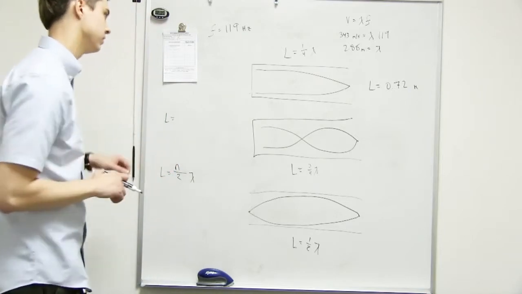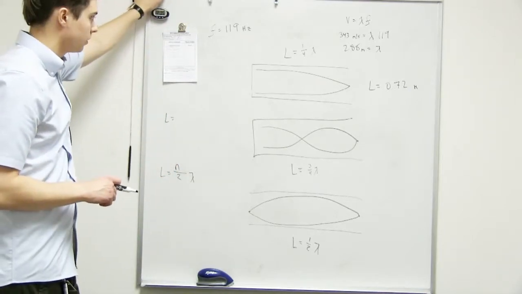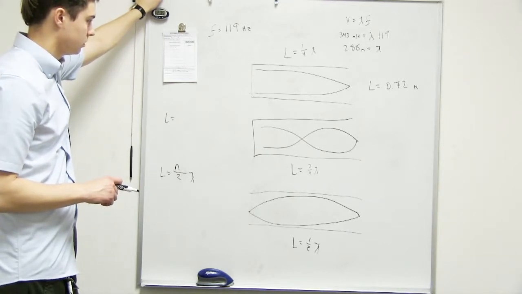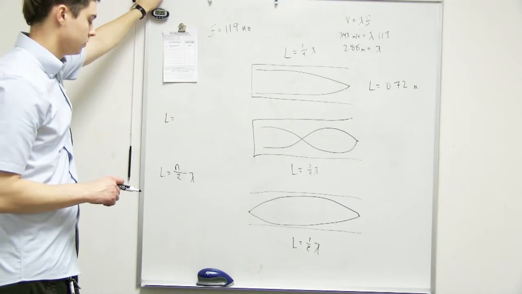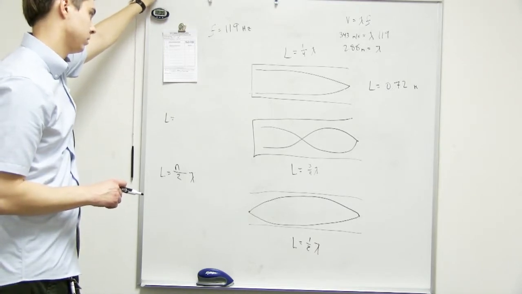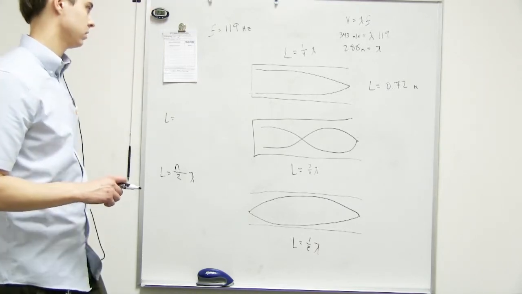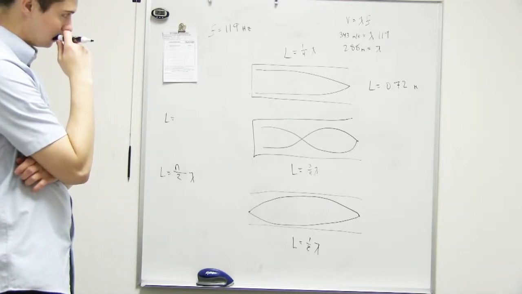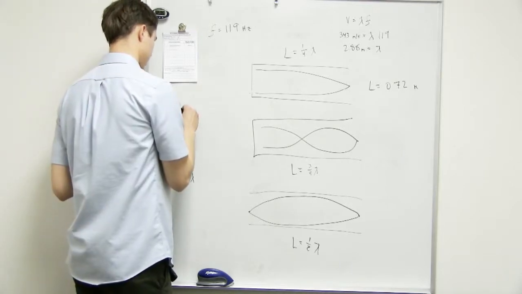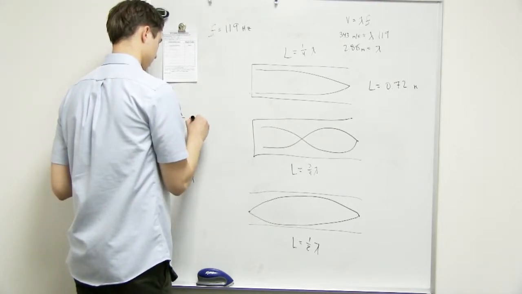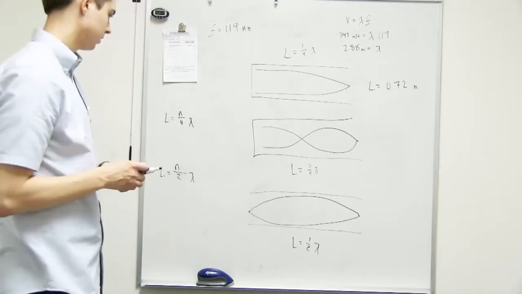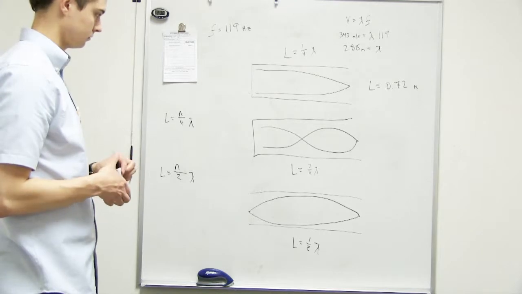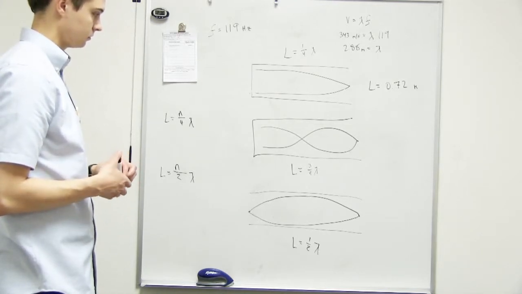It would be, let's see if we can figure it out. So that should just be n over 4. I'm a little confused because the top two of these tubes are both closed, yet they have different lambdas, or wavelengths.